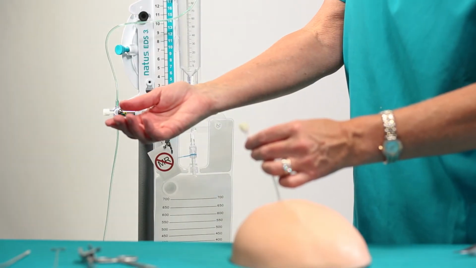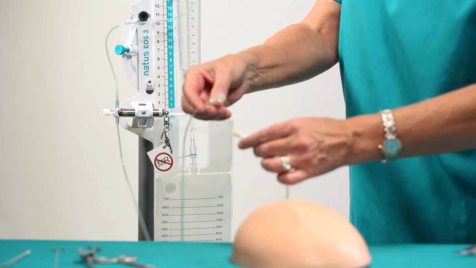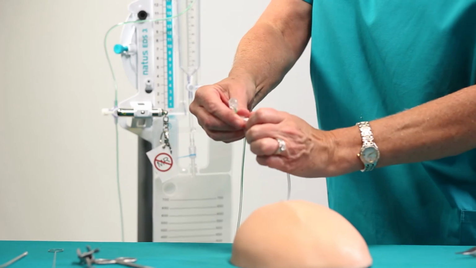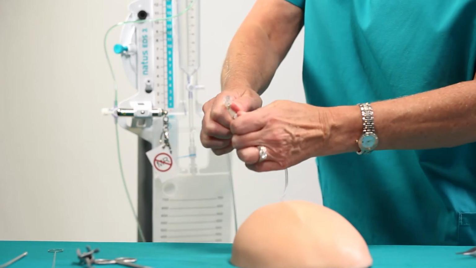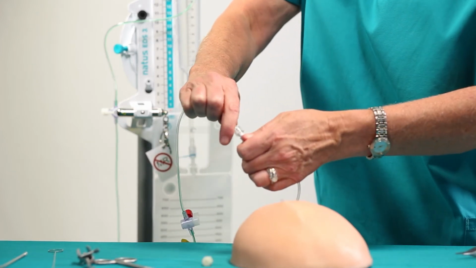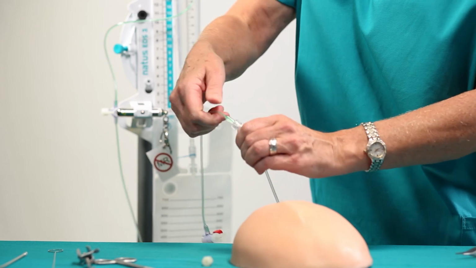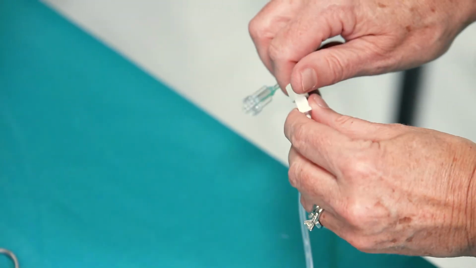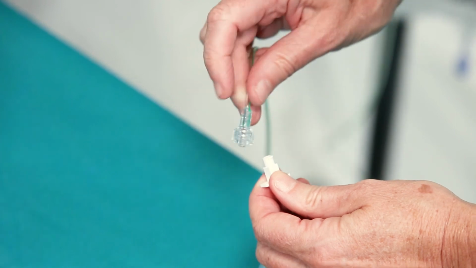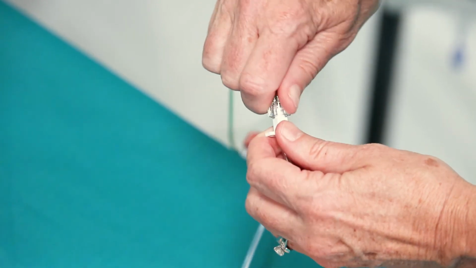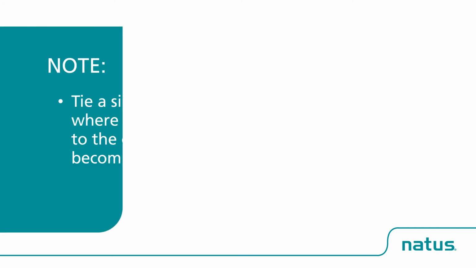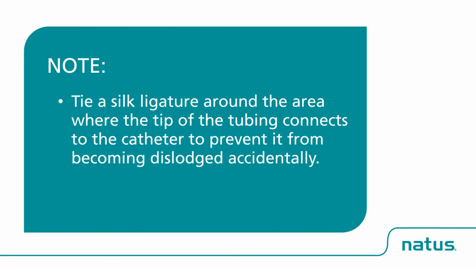While still sterile, have the nurse assistant hold up the connection tubing of the drainage device. The drain should be primed by the nurse with preservative-free sterile normal saline before connecting to the ventricular catheter. Remove the cap from the catheter and connect the end of the catheter to the tubing. Tie a silk ligature around the area where the tip of the tubing connects to the catheter to prevent it from becoming dislodged accidentally.